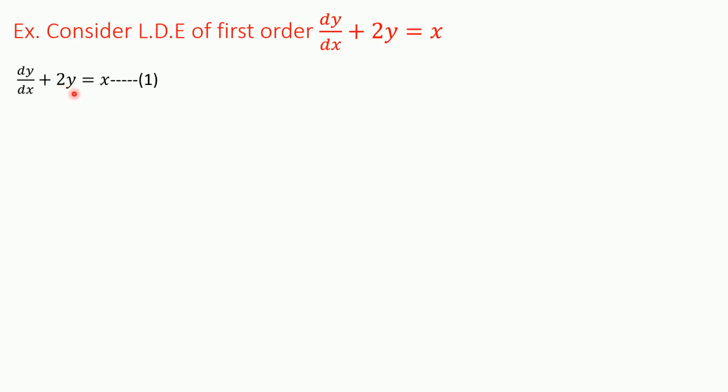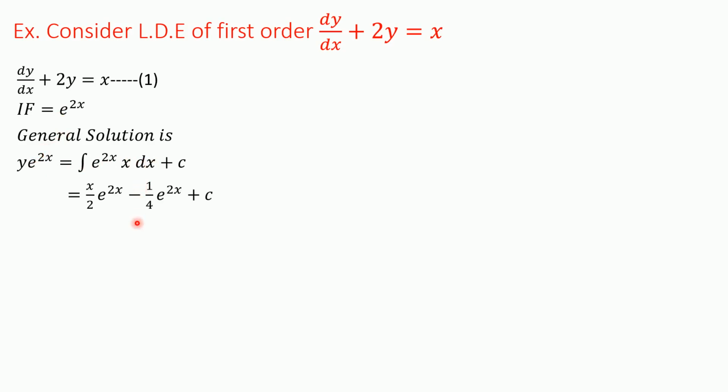We'll first find its integrating factor, which is e raised to 2x, and then the general solution will be y into integrating factor, which is e raised to 2x, is equal to integration of e raised to 2x into x dx plus c. Now after integration we get this, and when we divide both the sides by e raised to 2x, we get y is equal to x by 2 minus 1 by 4 plus c into e raised to minus 2x. So this is the general solution of this differential equation.